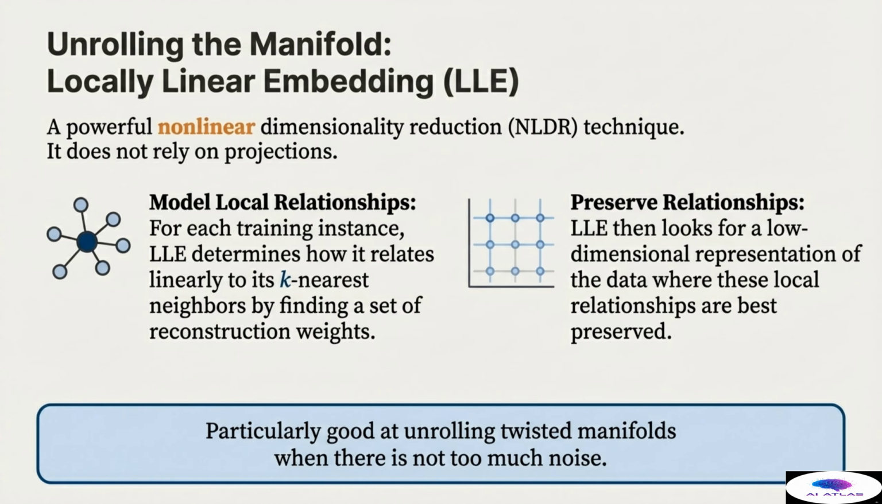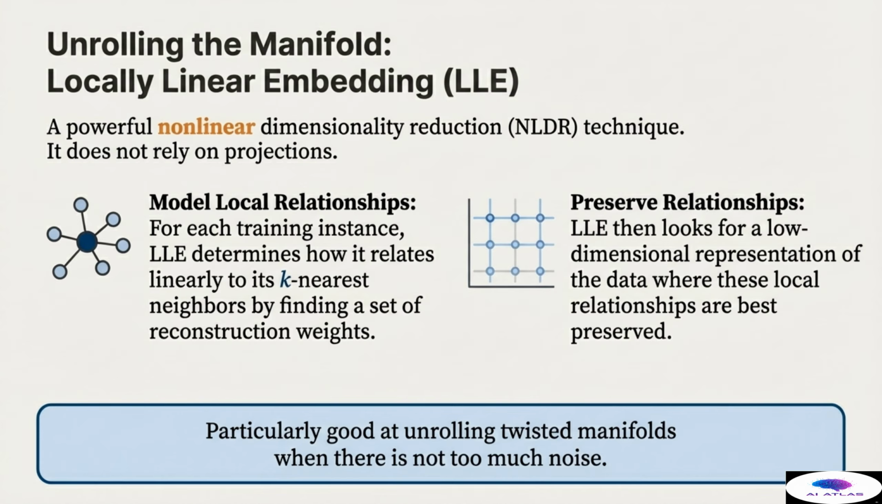We now move back to the nonlinear realm with our first true manifold learning technique, locally linear embedding, or LLE. LLE is a powerful nonlinear dimensionality reduction technique that does not rely on projections, making it exceptionally good at unrolling complex, twisted data manifolds. LLE operates under a central assumption that the manifold is locally linear. This means that although the global shape is curved, any single training instance can be accurately represented as a linear combination of its immediate neighbors.